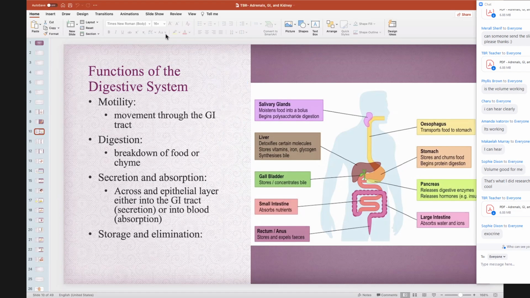So, anybody have any questions on what I mean by tube within a tube? When we talk even in the renal system today, that's important for directionality and what absorption is and what secretion is.